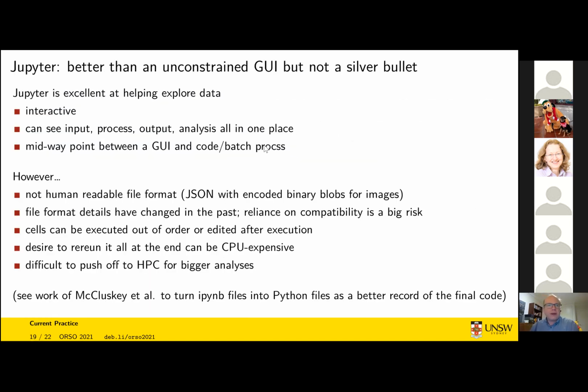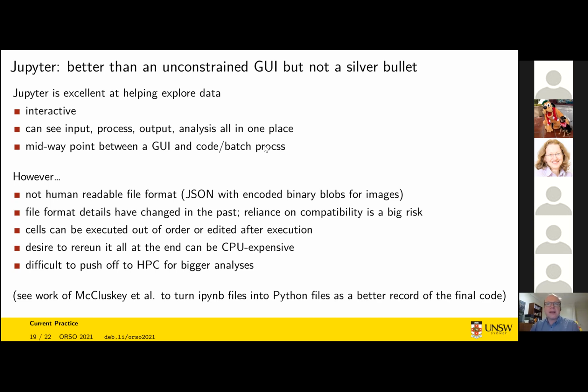One caution I will throw in is about centering around Jupyter as the platform for delivering all these things. Jupyter is definitely better than an unconstrained graphical user interface in terms of generating a repeatable and followable trail of what was done. However, we are seeing some limitations to Jupyter. One is that, as a file format, it is neither human readable nor particularly machine friendly, particularly with megabytes of encoded binary images thrown into it. It's a file format that is not going to be a record for the future. It's a working document right now.